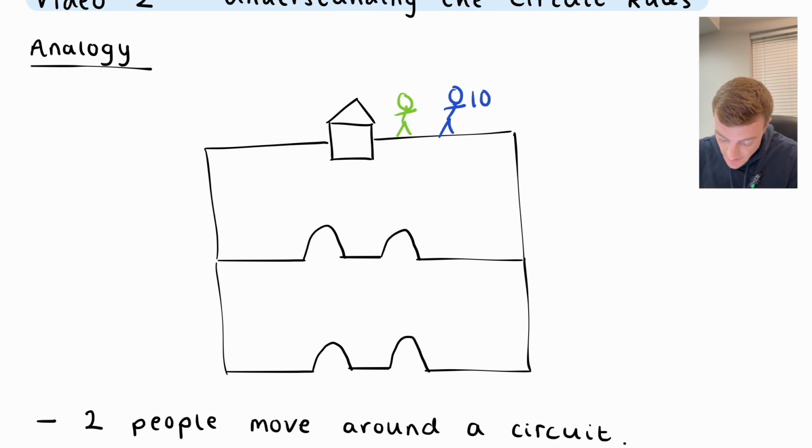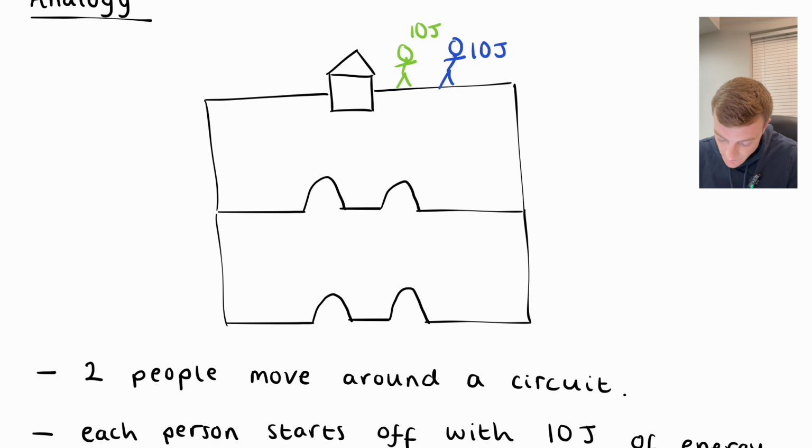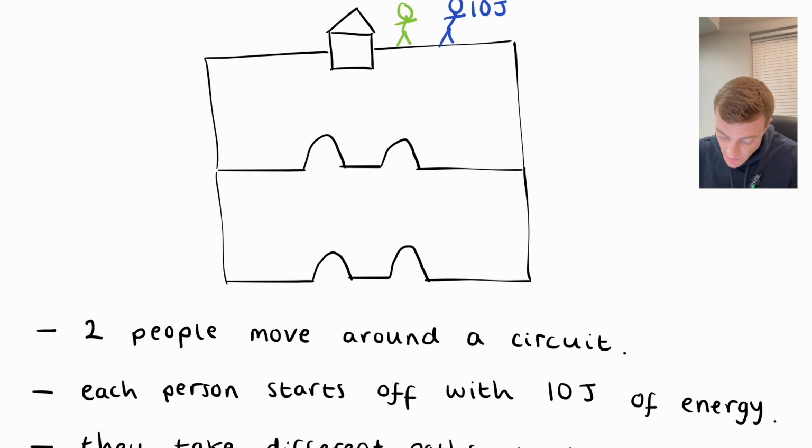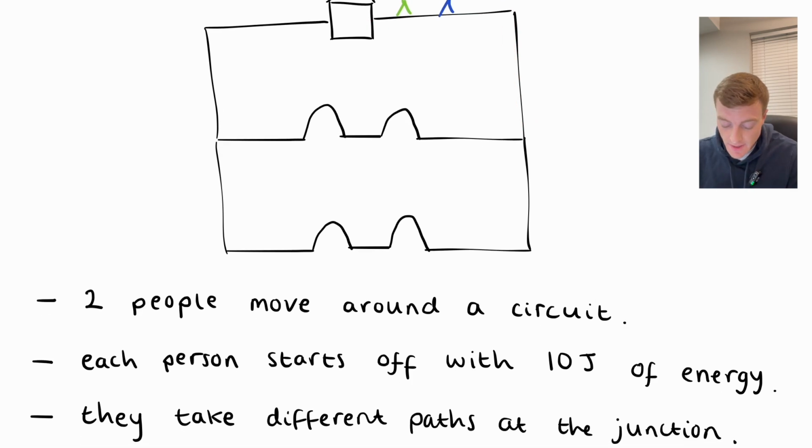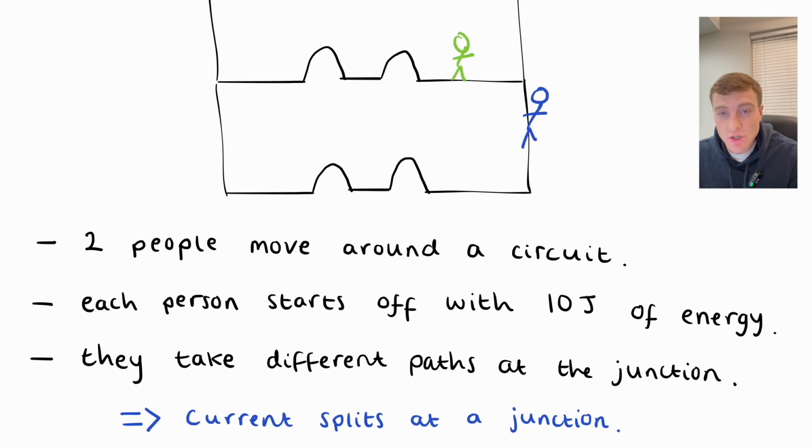Each person has 10 joules of energy. As they move around the circuit, they reach a junction. At the junction, they both take different paths. One person might go this way, and the other person might go this way. This shows us that current splits at a junction.